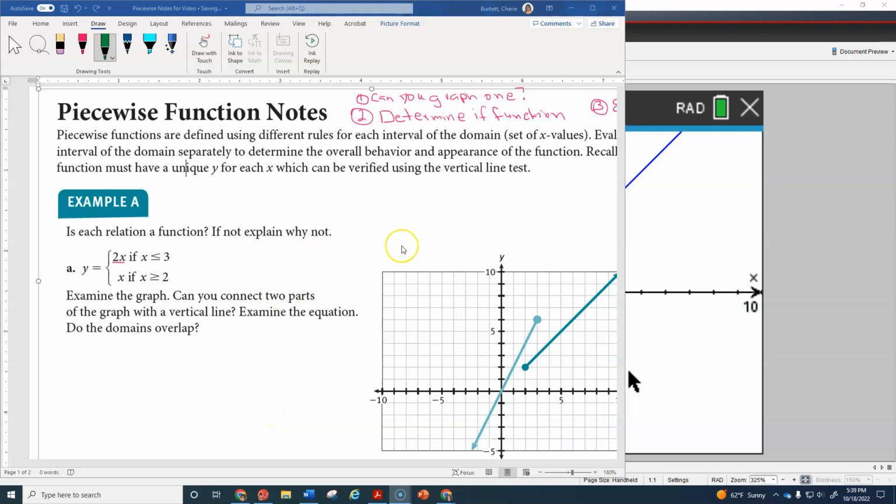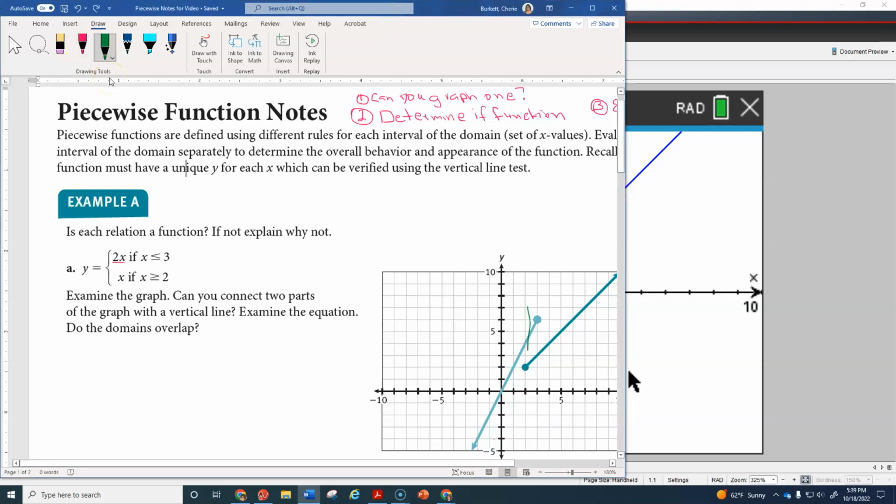So the next thing we're supposed to be able to do is look at either the given equation or the graph and determine if it's a function or not. We can see that this one is not a function as simply as seeing that it fails the vertical line test. That's not a very good vertical line, so let me see if I can do that better.